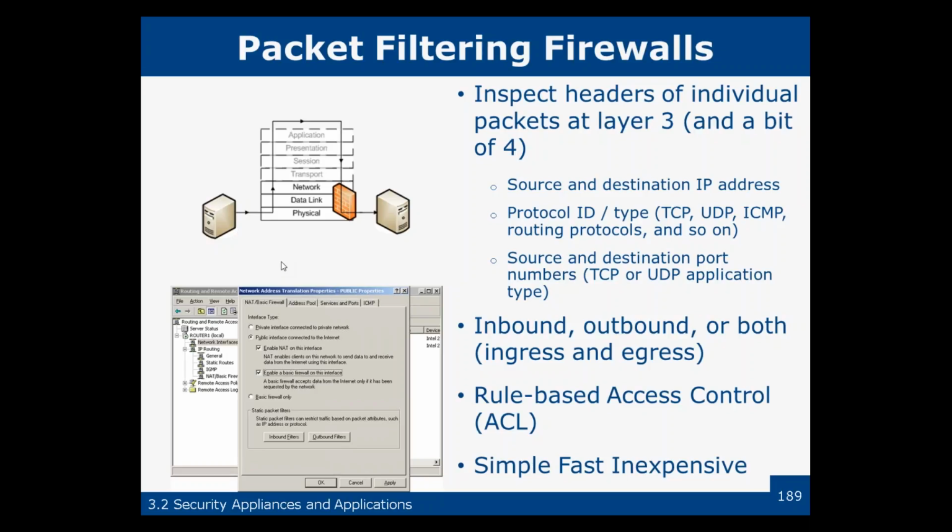Simple, fast, and inexpensive, but there's a lot that they don't do. And when we look at these access control lists, what happens in the system is it starts at the top and works its way down. The packet does, am I this, am I this, am I this, and it does the comparison until it finds something that fits. When it finds something that fits, it executes that rule and doesn't go any further.